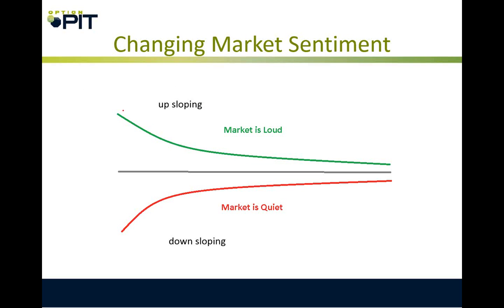So when term structure is upsloping, the market is loud. The market is like my son, little Mark. It is extremely loud. And then when term structure is downsloping, then that's my son when he's asleep.